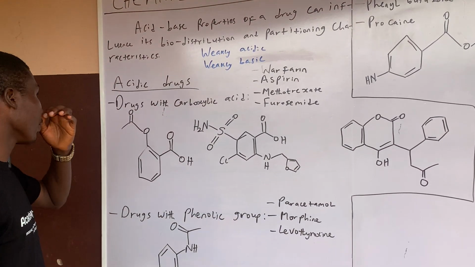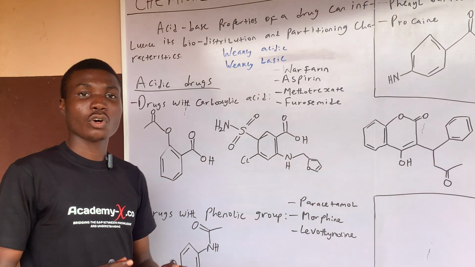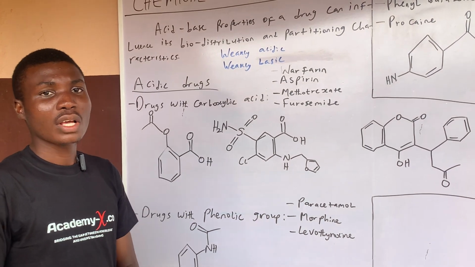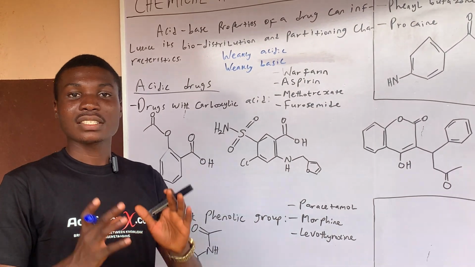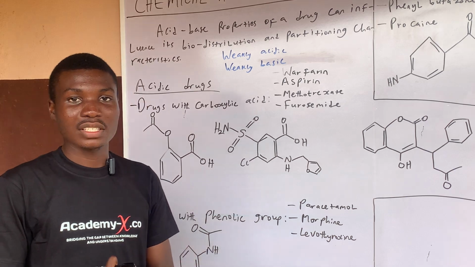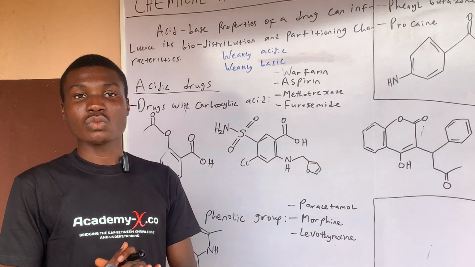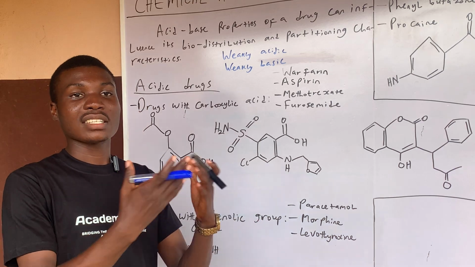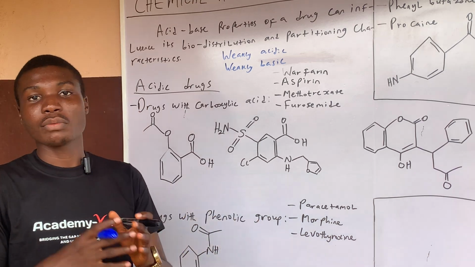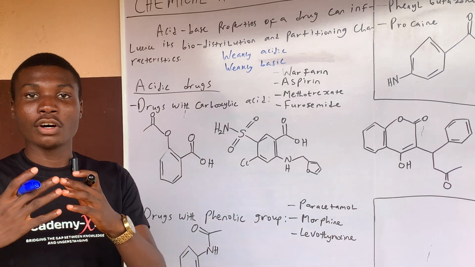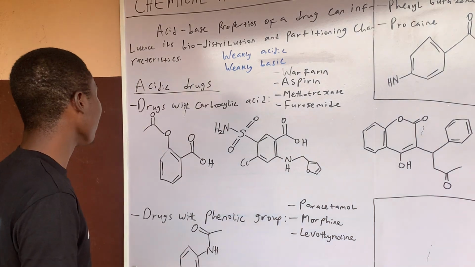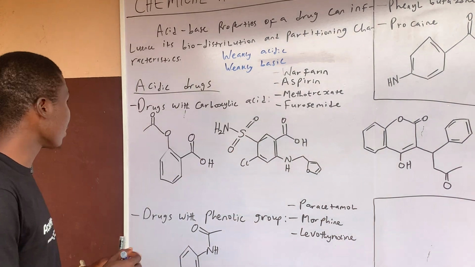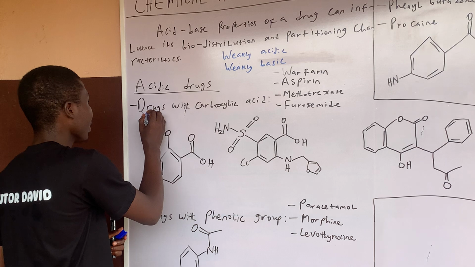So there are acidic drugs. Acidic drugs have some acidic functional groups that are predominant in those drugs and confer on them those acidic properties. When we look at theories of acid and base, we'll understand how to identify acidic functional groups and how to identify basic functional groups. So drugs with carboxylic acid are the first class of acidic drugs we're looking at.